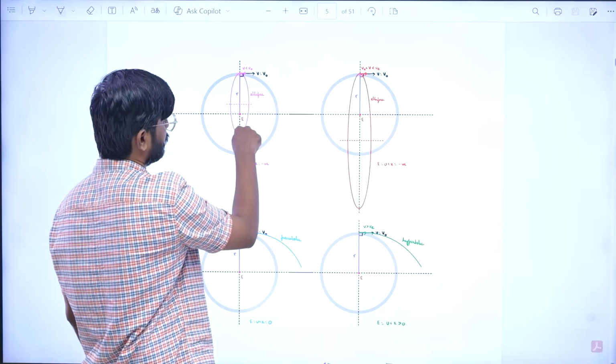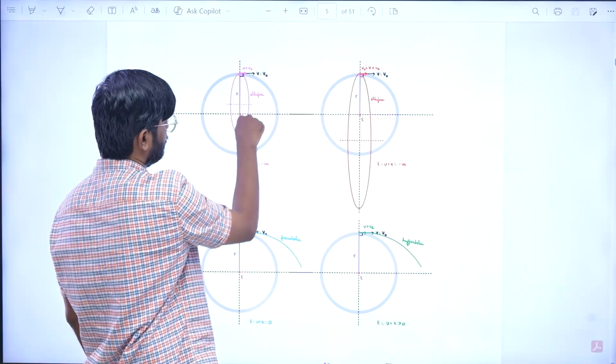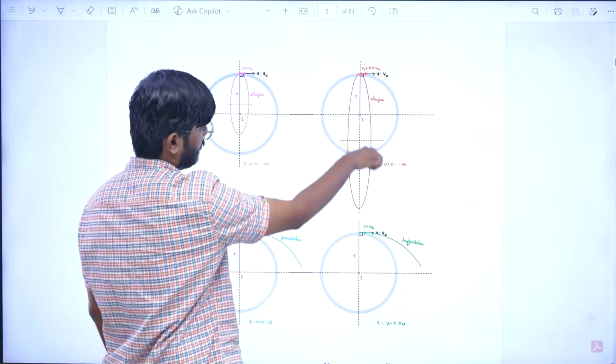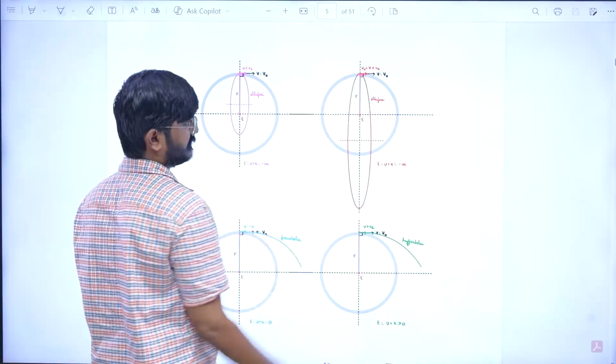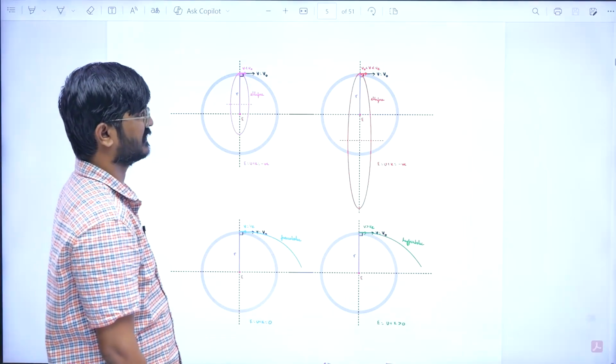I think in the next options they were talking about what will happen. It is going from here to here, so the distance between these two is decreasing first then increasing. Here it is increasing first then decreasing. I think that is what they mean.